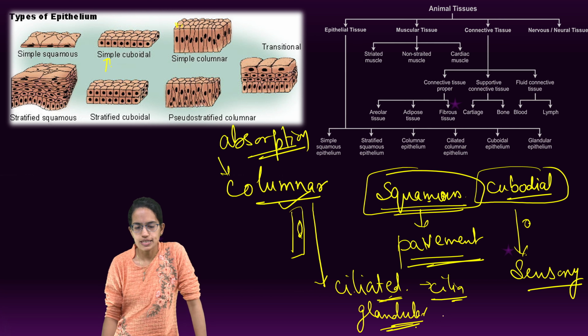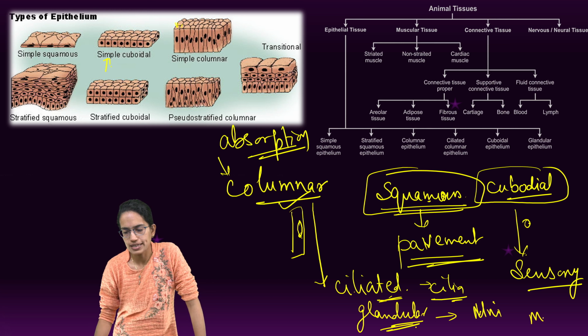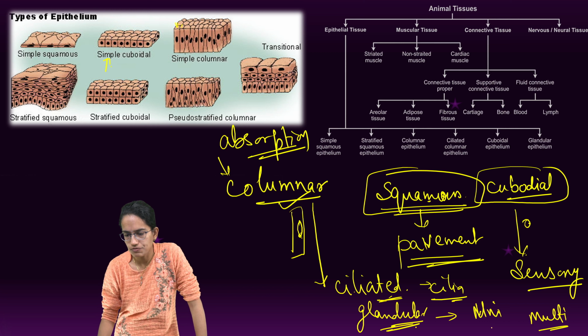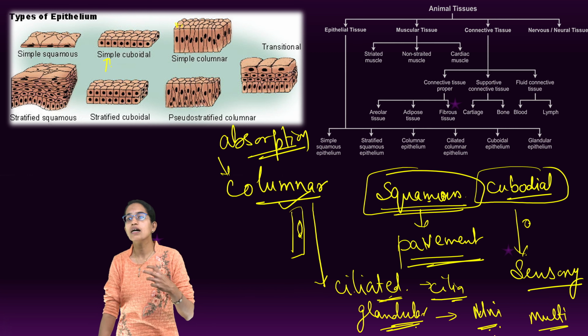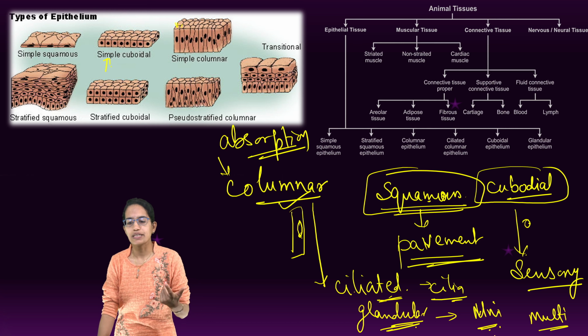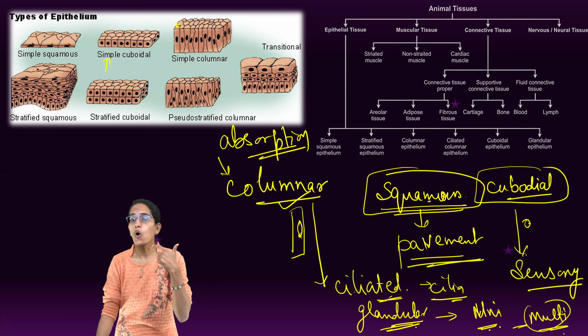The next one is glandular. Glandular could be unicellular or multicellular glandular. Now let's understand the difference between the two. Unicellular is usually seen in the goblet cells in the alimentary canal. Multicellular is present in sweat glands and oil glands, which are also called sebaceous glands, in the body.